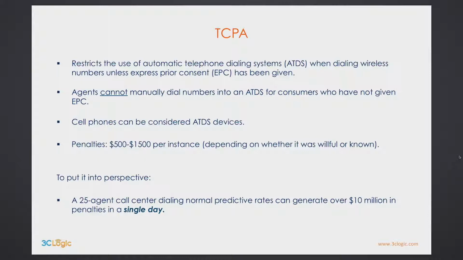Penalties are steep. Penalties are $500 per phone call if it was unwilling or ignorance when you made the call, or $1,500 per phone call if you intentionally, willfully, and knowingly made the calls and realized it could be a TCPA violation. Give you an idea, normal predictive dialing rates, 25 agent call center in 1 8-hour day could incur over $10 million in penalties.